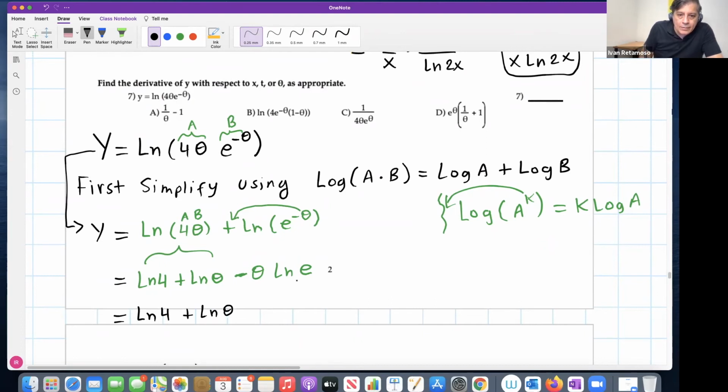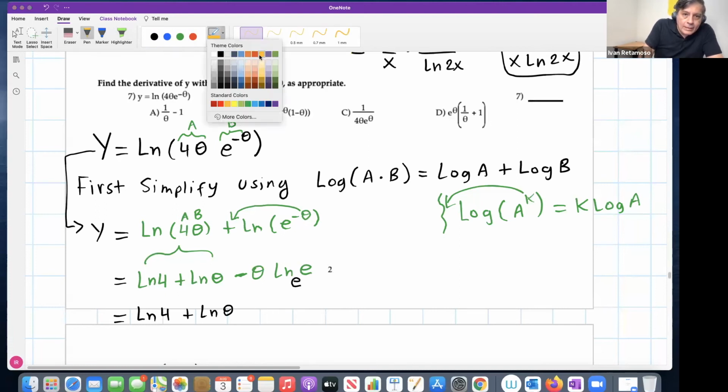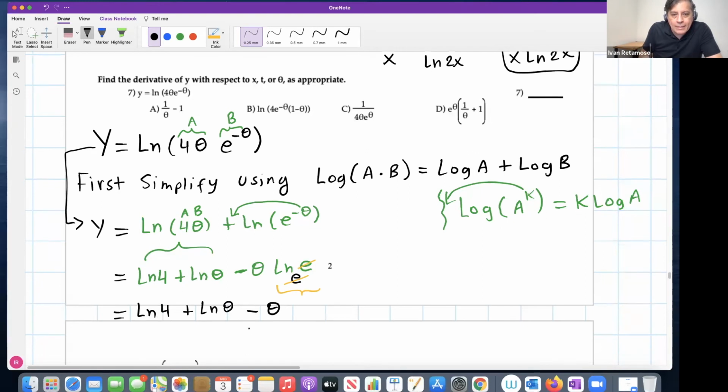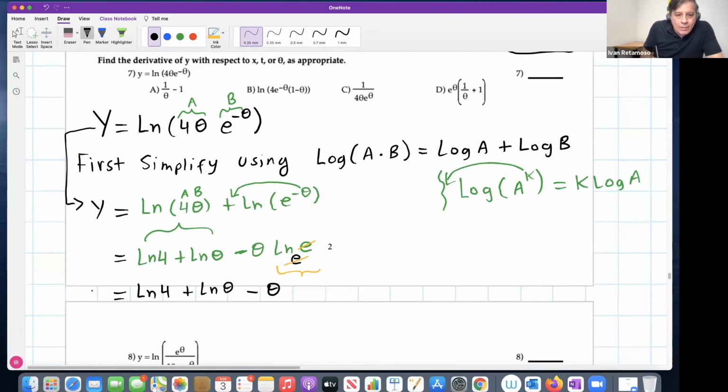e, natural log of e. Notice that the base for natural log is e, right? And remember what happens when the base repeats itself here. They cancel, right? It's a property. Natural log base e of e is just 1, right? Natural log of e is just 1. So look how I simplify everything, right? Everything gets simplified. So this is why. Simplify.